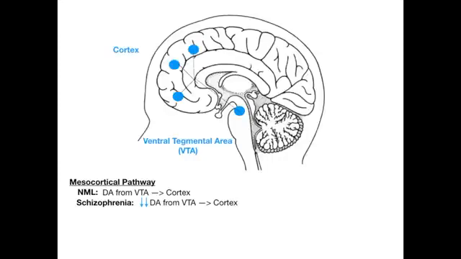So in the case of a schizophrenic, there's decreased levels of dopamine going from the VTA to the cortex. And as a result of this, depicted there with very, very thin black lines, there's decreased levels of dopamine, so they have negative symptoms.